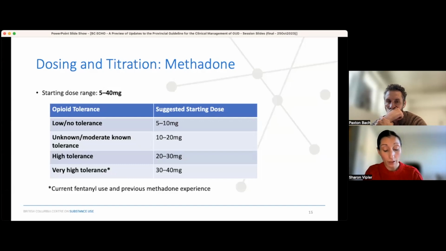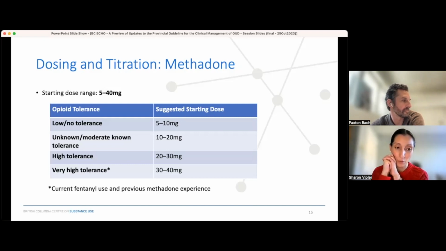For those with unknown or moderate tolerance, the suggested starting dose is 10 to 20, and high tolerance is 20 to 30. With very high tolerance, that's moved to 30 to 40. Arguably, in any jurisdiction where fentanyl is present, I think most people will meet that criteria of starting doses of 30 to 40.